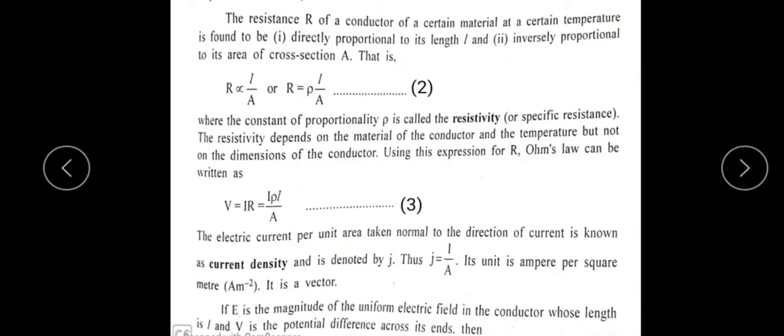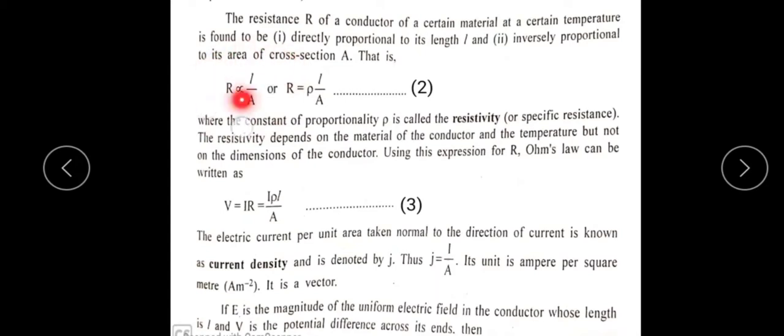See, if the length increases, the resistance increases. If the area of the conductor increases, the resistance decreases. That's why the resistance is directly proportional to length and inversely proportional to area of cross section. So from that, there is an equation like this.